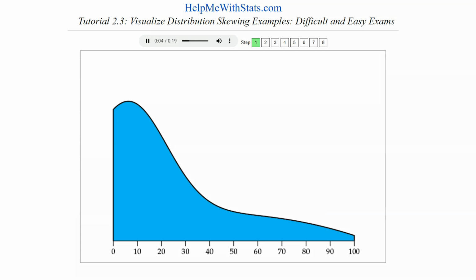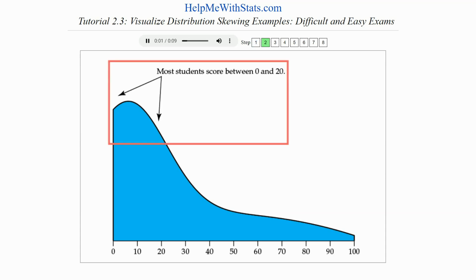Here we have an exam that was not pleasant for students. The distribution of scores is positively skewed. This distribution has a floor effect because most of the scores are squished up against the lowest score of 0, which represents the floor. As we can see, most students scored very low on this exam.